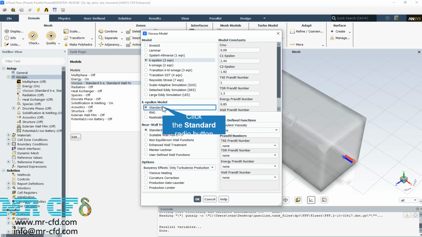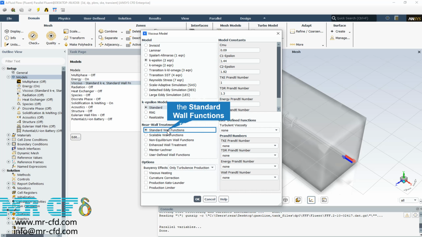The standard K-epsilon model is based on model transport equations for the turbulence kinetic energy, K, and its dissipation rate, epsilon. The model transport equation for K is derived from the exact equation, while the model transport equation for epsilon was obtained using physical reasoning. In the derivation of the K-epsilon model, the assumption is that the flow is fully turbulent and the effects of molecular viscosity are negligible. The standard K-epsilon model is therefore valid only for fully turbulent flows.